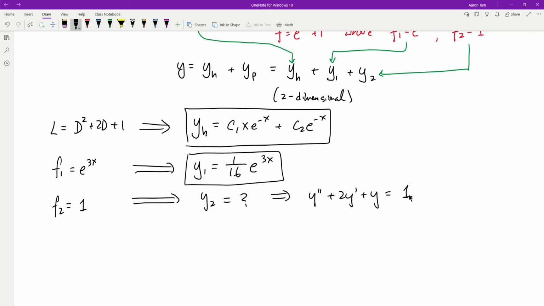So hopefully you took a few minutes to look at it and come up with a solution. If not, the very simple solution is this. It's just y equal to 1. And the reason why y equal to 1 would work is because if y equal to 1, y double prime and y prime are both 0. So therefore, the right side of the equation becomes 0 plus 0 plus 1, which obviously equals 1. So therefore, I can now say that y sub 2 is actually 1. So now we found this.